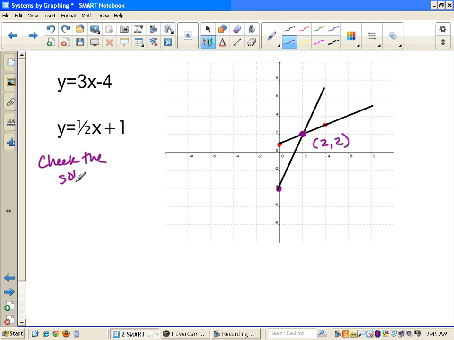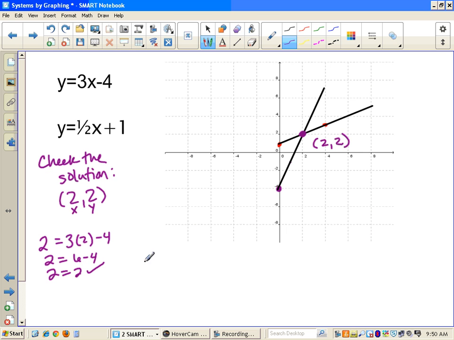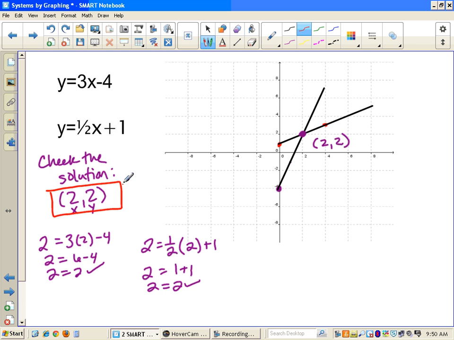And we can check the solution by plugging it in. So if the solution is 2, 2, this is my x and this is my y. So if we use the first equation, is 2 equal to 3 times 2 minus 4? Well, 2 is equal to 6 minus 4. 2 is equal to 2. So it works for the first equation. If we take the second equation, is 2 equal to 1/2 of 2 plus 1? Well, half of 2 is 1 plus 1, and clearly 1 plus 1 is 2. So we've checked that this solution, 2, 2, works for both equations.